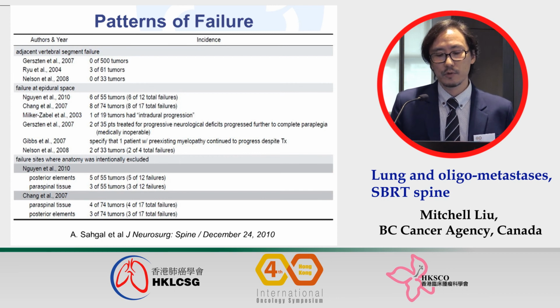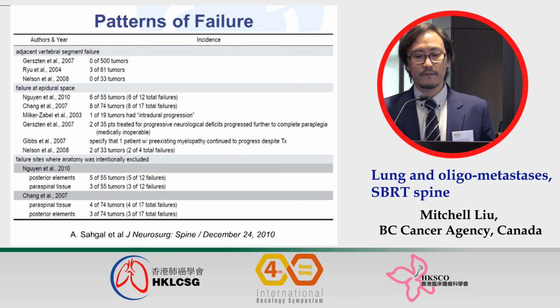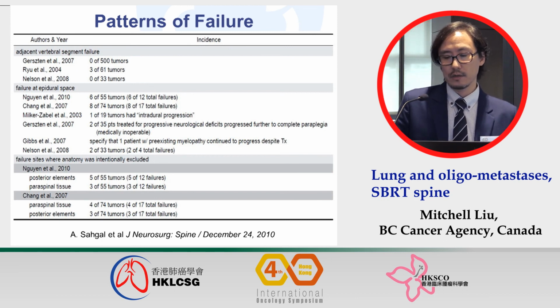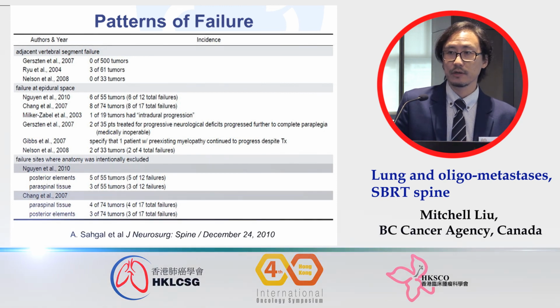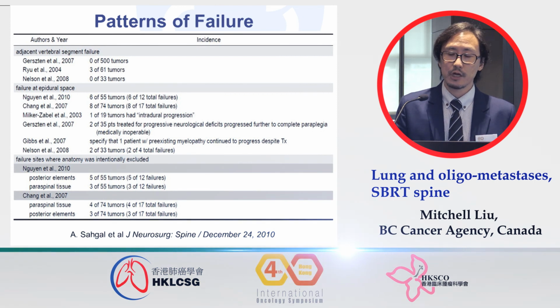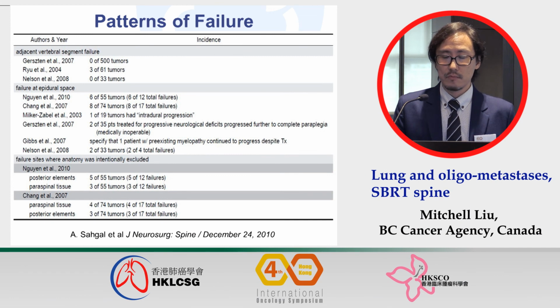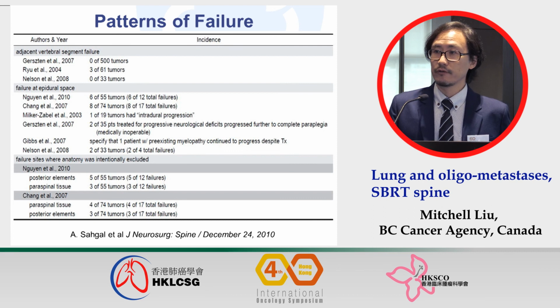Patterns of failure, I would say the most common pattern of failure is in the epidural space. It makes a lot of sense because if you want to do SBRT of the spine, you want to keep the dose to the spinal cord to a safe level. In that case, if you have a big epidural component, most of the time that area does not get enough dose. However, if you have cases with tumor, let's say more than 5 millimeters from the spinal cord, then you should usually be able to give a good dose to the area.